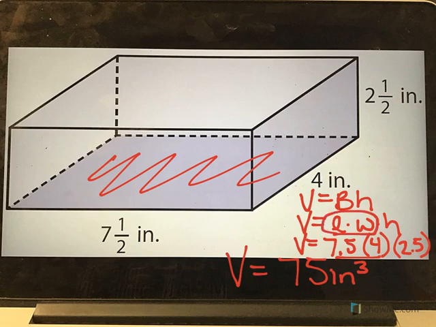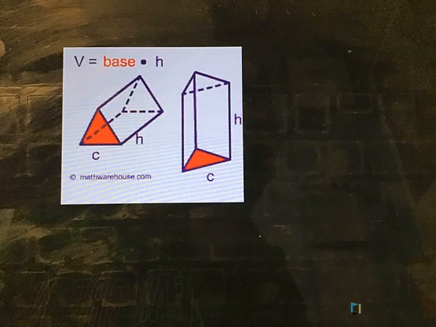And then 7.5 times 4 is 30. And then 30 times your height times 2.5, and that will give you 75. And again, it's always in cubic inches, so it's 75 inches cubed. All right, so that's how we do a rectangular prism, which again you were exposed to in 5th grade.